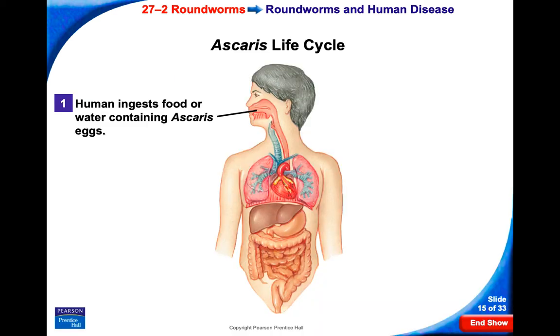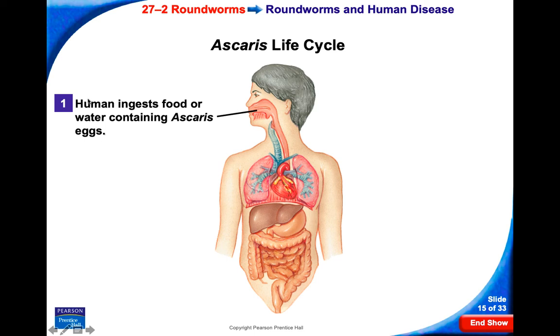Okay, so in your textbook you have these next 5 slides on a single diagram. I don't remember the page number, sorry, but if you need it, just let me know and just pause and I can point you in the right direction. But I'm going to walk you through the life cycle of the Ascaris here.